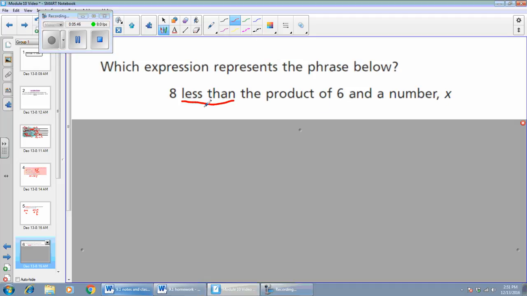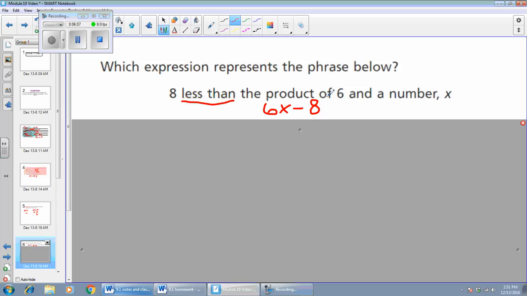Remember, when you see less than, it's going to come at the end of the expression. So let's find the product of 6 and a number x. So 6 times x. Remember, product means multiplication. Then we're going to take 8 less than that. So it's 6x minus 8.